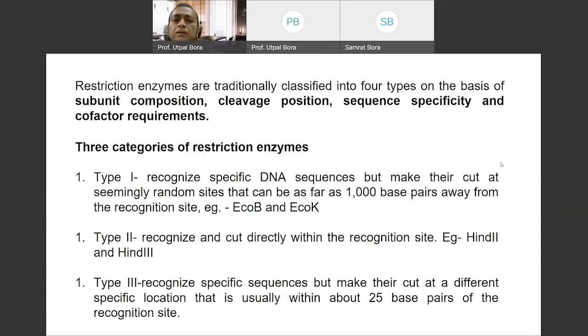Sorry. Type 2 recognizes and cuts directly within the recognition site. Examples are HindII and HindIII. Type 3 recognizes specific sequences. They make their cuts at a different specific location, which is usually within 25 base pairs of the recognition site.